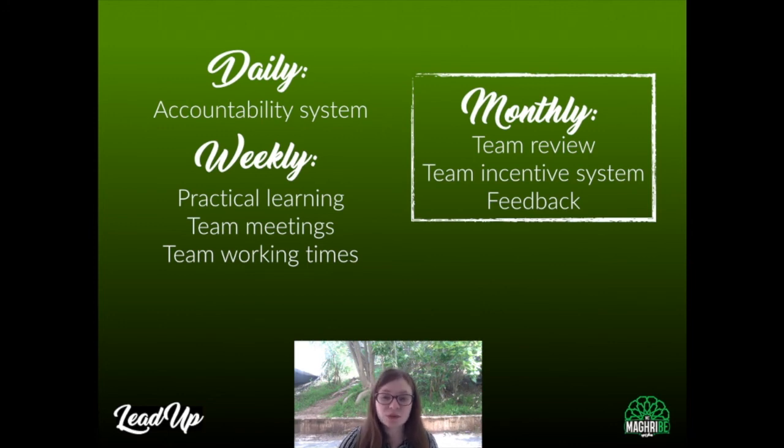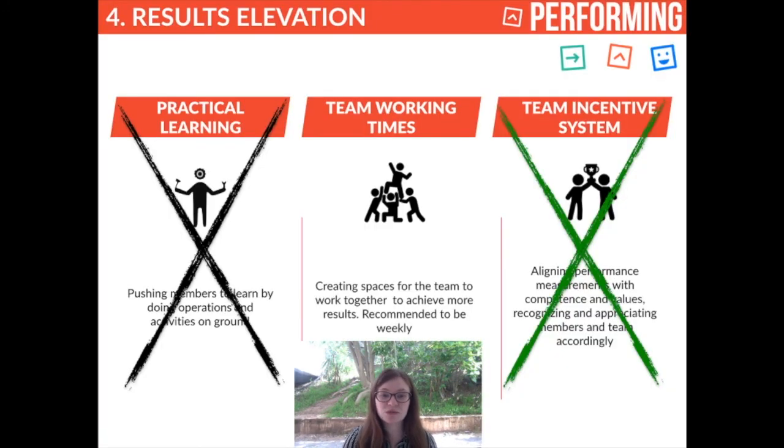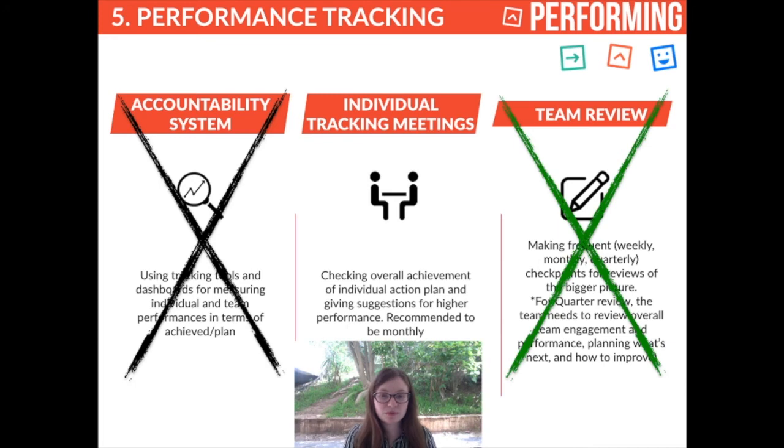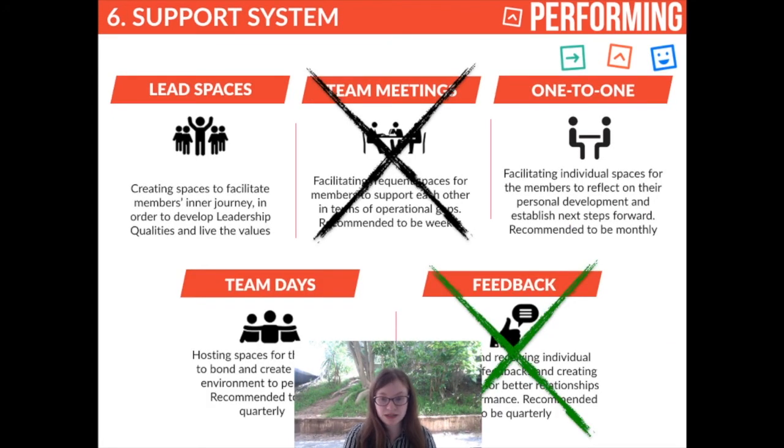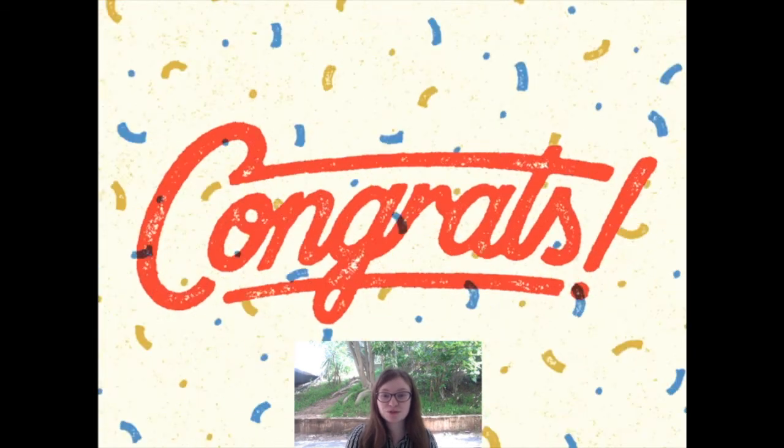So when we give a look to the team standards, you see that today, also in grid, we can cross out the team incentive system. It's done from the results elevation. From the performance tracking, we can cross out the team review. And from the support system, we can cross out the feedback. So as you can see, we are moving forward with the performing phase of team standards, and you know more and more. So huge congratulations for this.